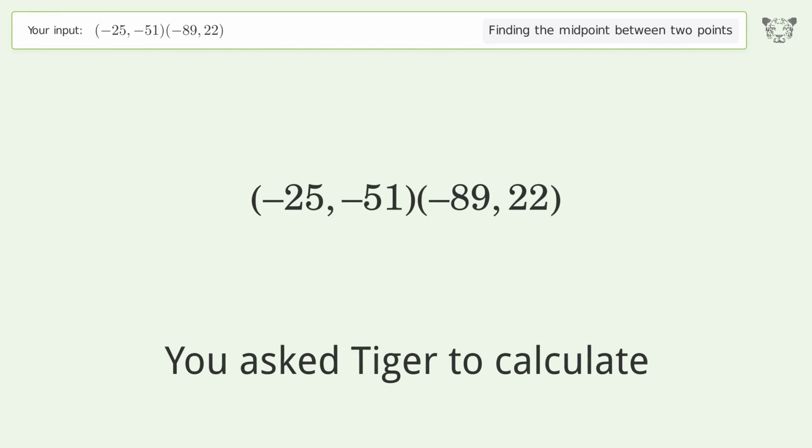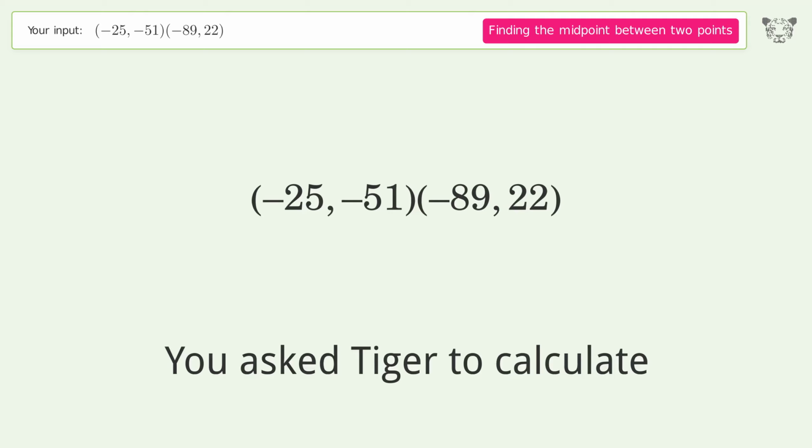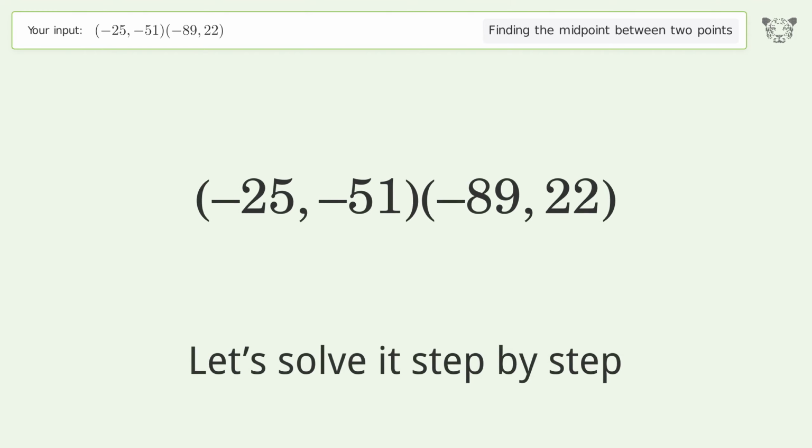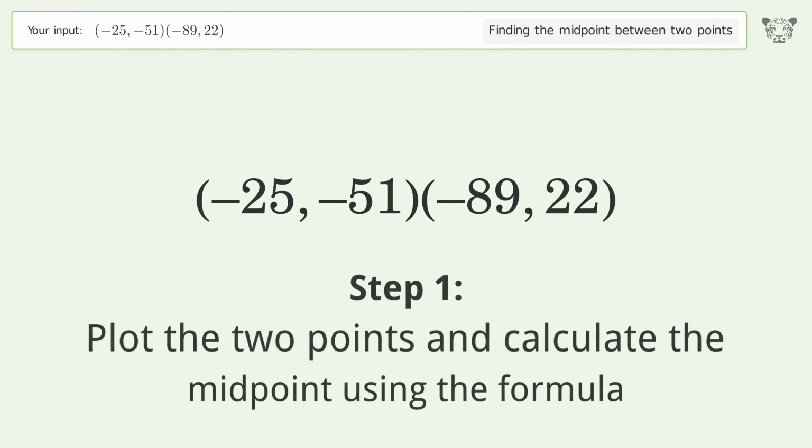You ask Tiger to calculate. This deals with finding the midpoint between 2 points. The midpoint between the 2 points is -57, -14.5. Let's solve it step by step. Plot the 2 points and calculate the midpoint using the formula.